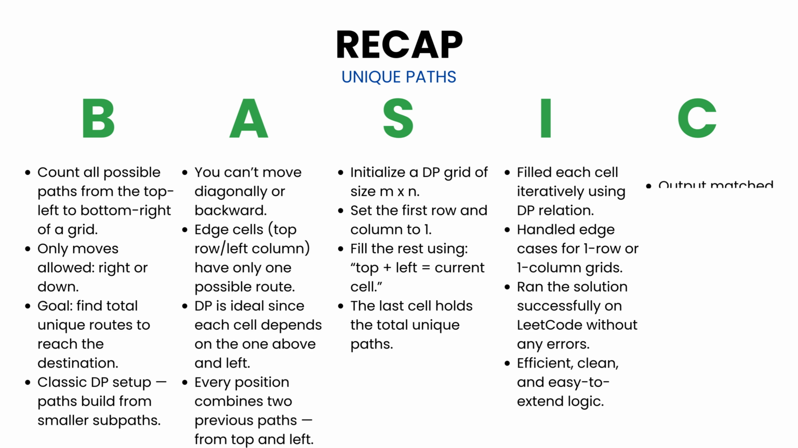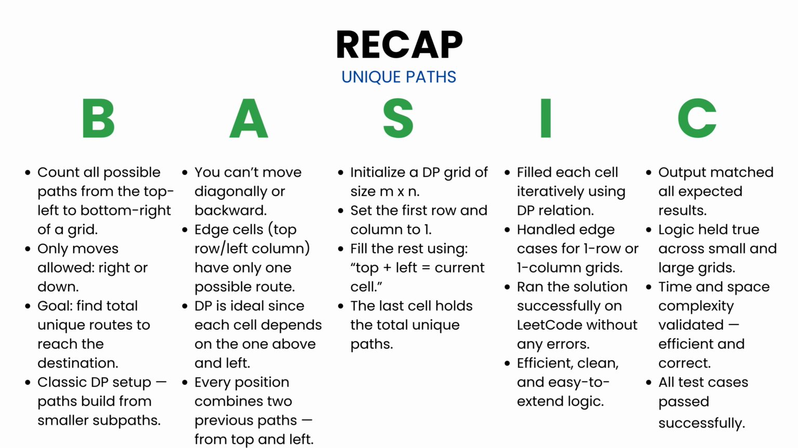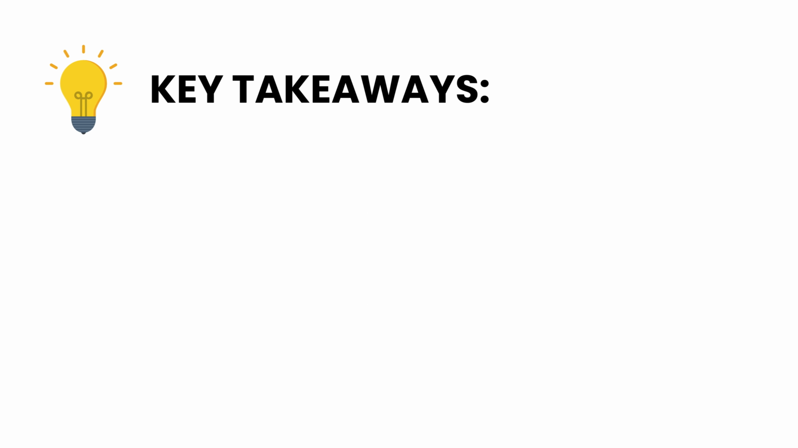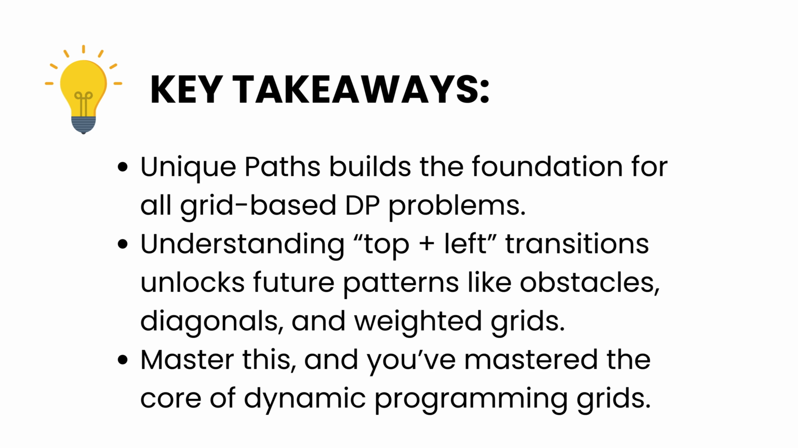Check recap. After running multiple scenarios, all test cases passed successfully. The results lined up perfectly, even for edge cases like single row or single column grids. The logic worked efficiently and consistently. Closing insight. The big takeaway? Unique paths teaches the foundation of dynamic programming, breaking big problems into overlapping subproblems. Once you master this pattern, you'll start seeing the same logic in everything from grid traversal to robot movement to advanced combinatorial DP questions.